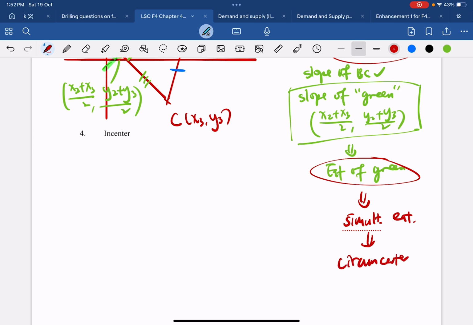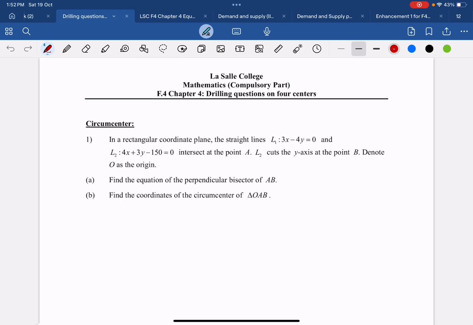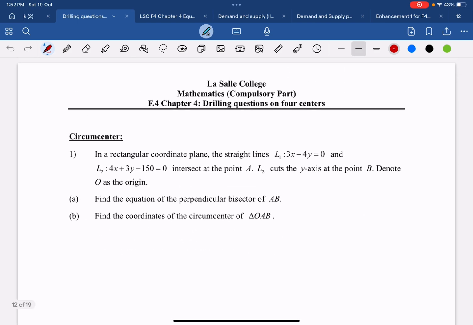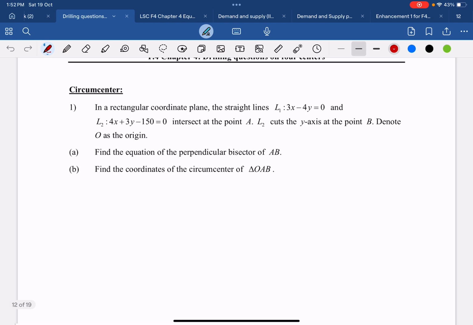Okay, so let's take a look at some questions. I will give you a numerical question first. Go to the drilling questions, page 12 of this note. There are two straight lines. L1 is 3x plus 4y equals 0, and L2 is 4x plus 3y minus 150 equals 0. They intersect at point A. Without looking at any further clues from the question, just solve the coordinate of A first.